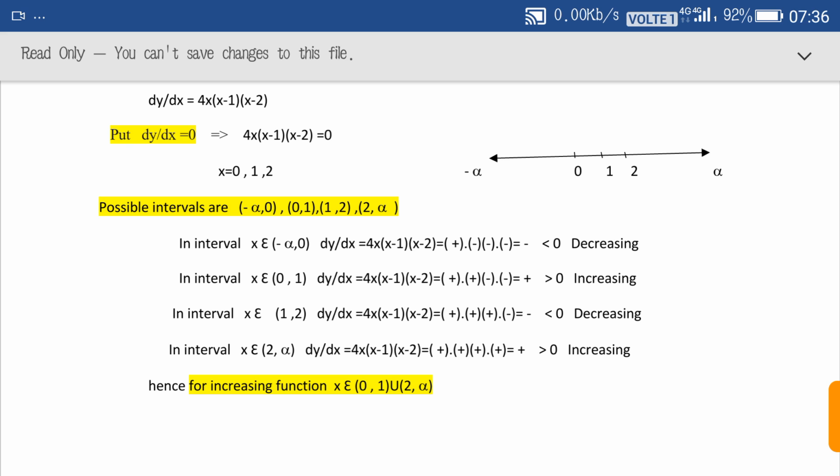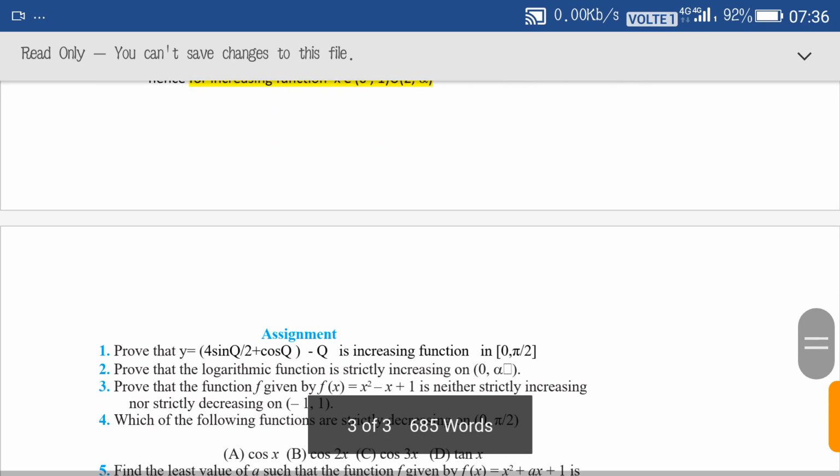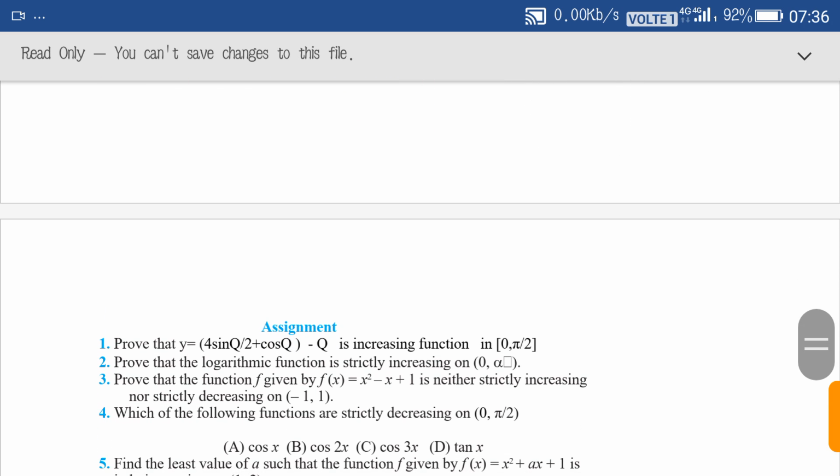Now you have to find the increasing function and the values of x. So for the increasing function, the values of x belong to 0 to 1 union 2 to infinity, from above. This is the solution. Now you have some assignments, you have to solve these assignments carefully.